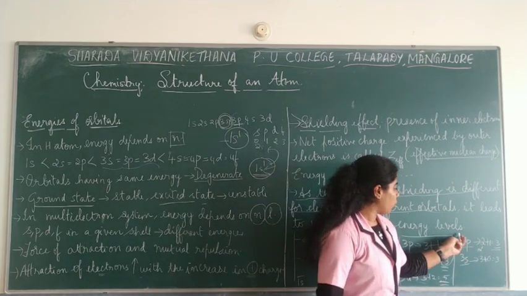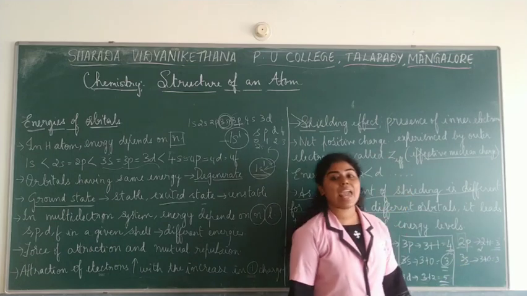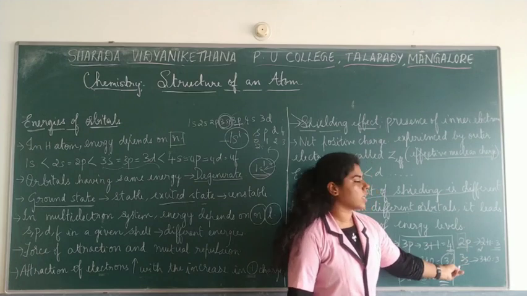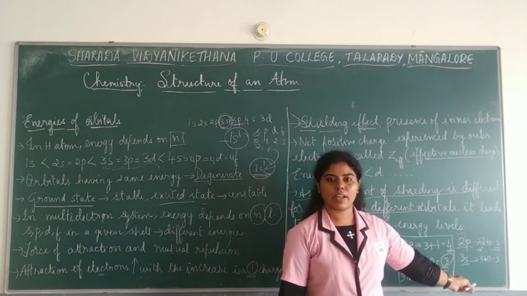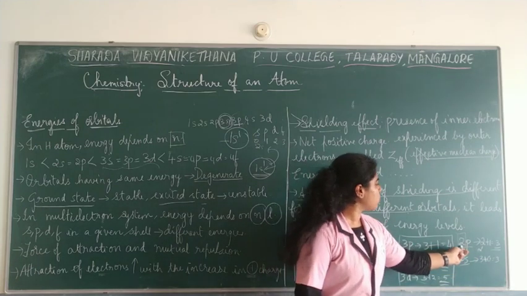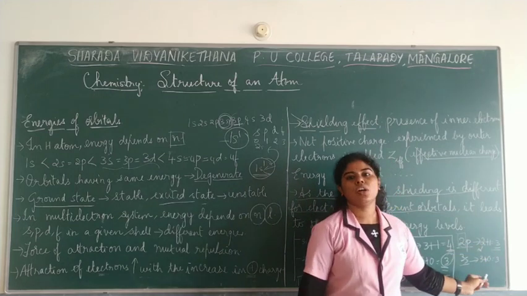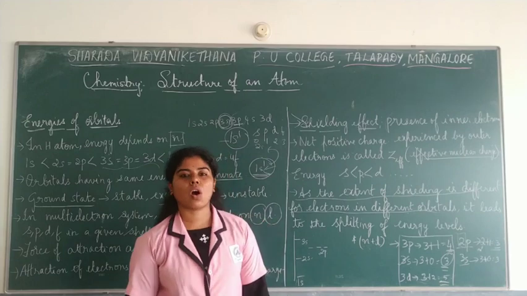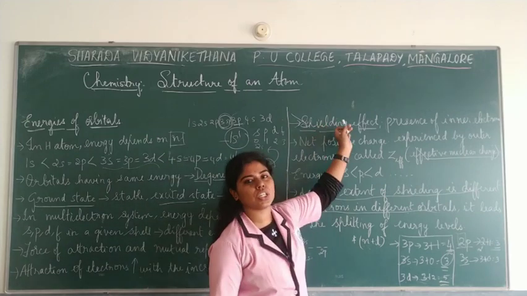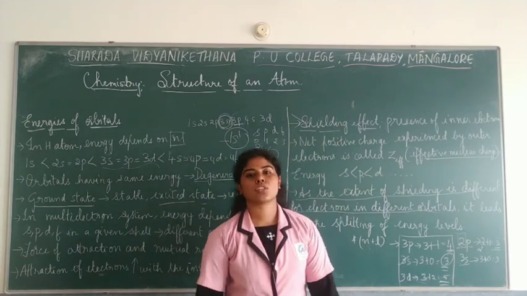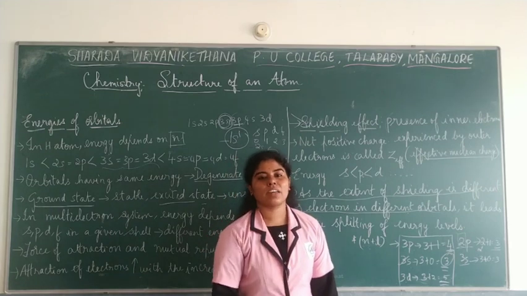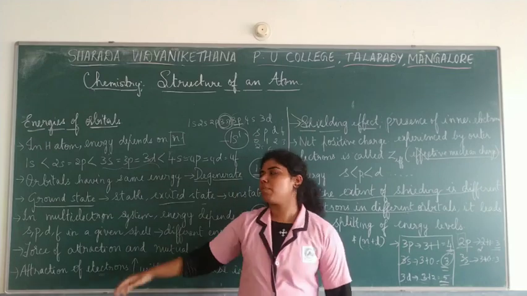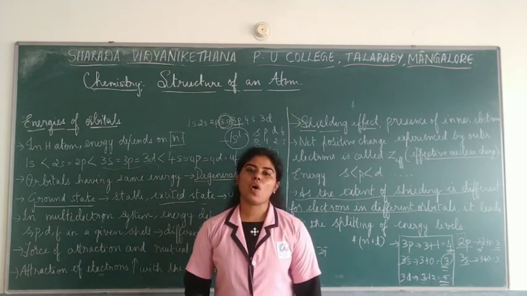The one with the lower value of n. n is the principal quantum number. The lower value when you compare is 2, compared to 3. So 2p will have less energy when compared to 3s. In this way you can find out the energies of different orbitals. The main reason is the shielding effect and effective nuclear charge. Based on the shielding effect, the energies split into different levels, and that is how you come to know the energies of different orbitals.